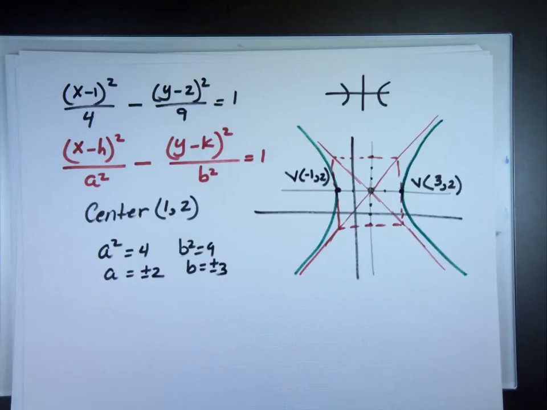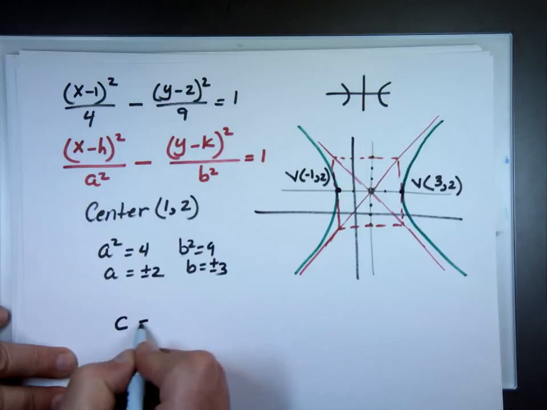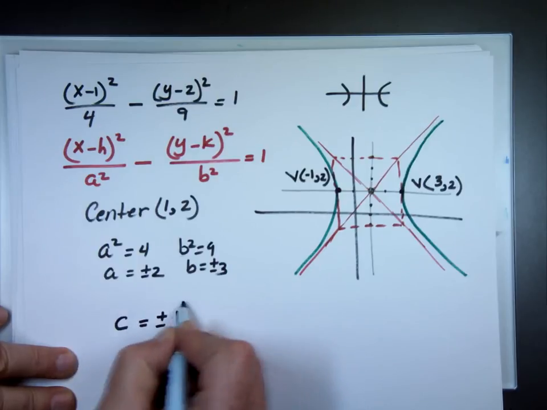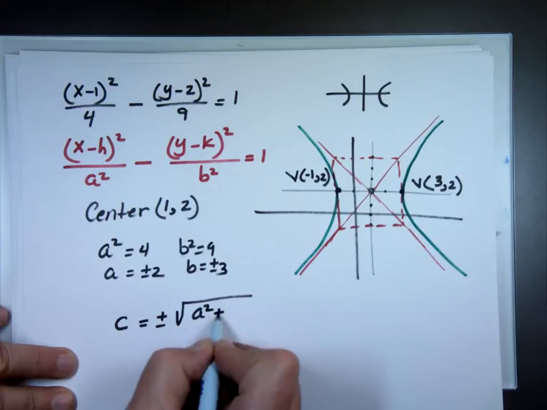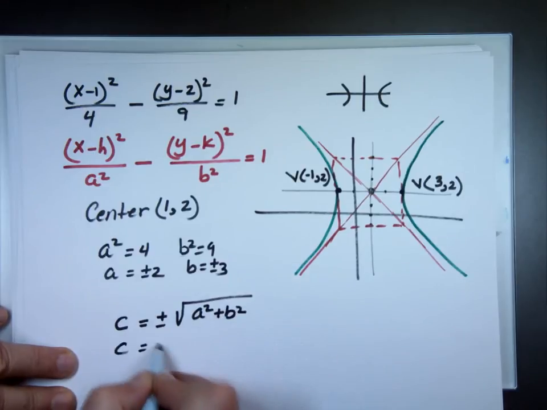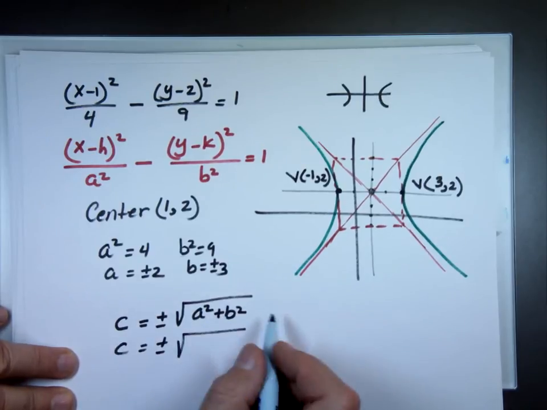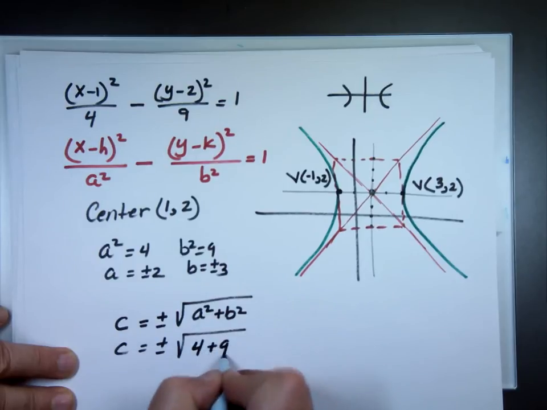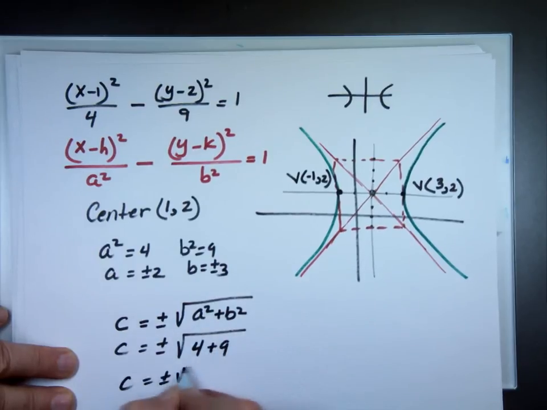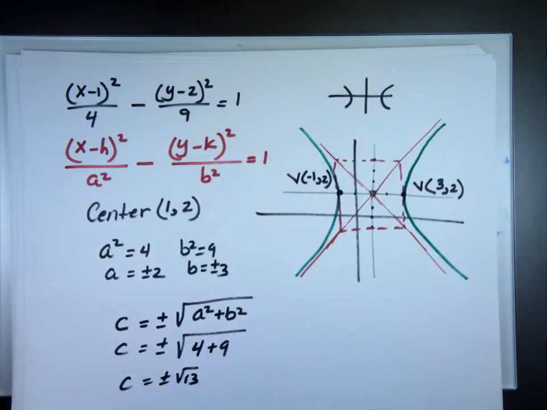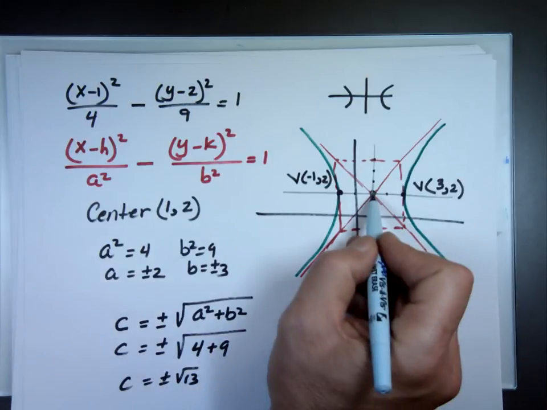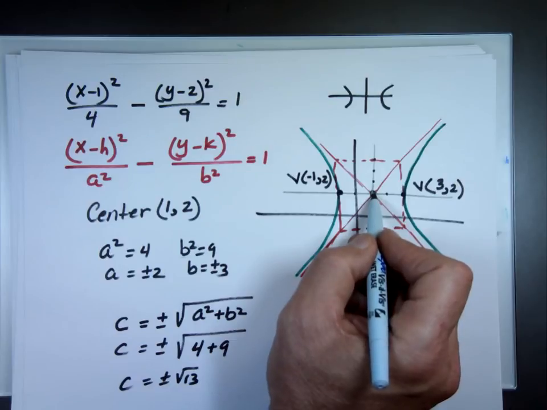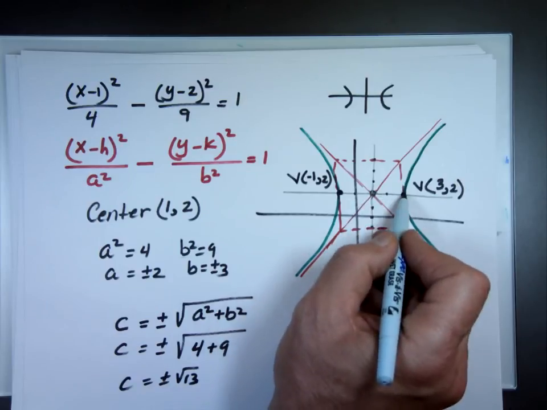Can we find what the focal points are? We need to find c. c equals plus or minus the square root of a squared plus b squared here. 4 plus 9, which is what? 13. So it's a little bit ugly now because it's going to be the square root of 13, which is what? A little bit more than 3. Plus 1, yep, from here. So a little bit more than 3 from here. 1, 2, 3, a little bit more right here.